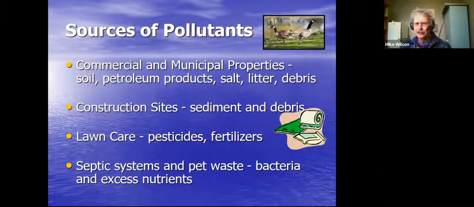So what are the sources of pollutants? Where do they actually come from? Commercial and municipal properties, which are you guys, are notorious for storing soil, petroleum products, salt, litter, and debris. Construction sites have a gross amount of sediment and debris. Lawn care is a plethora of pesticides and fertilizers. Faulty septic systems are another source of pollutants, and pet waste. And with that pet waste, you can include geese and other invasive animal species.